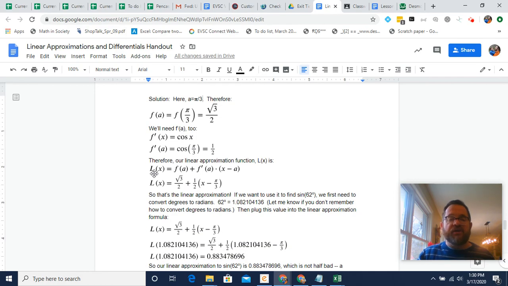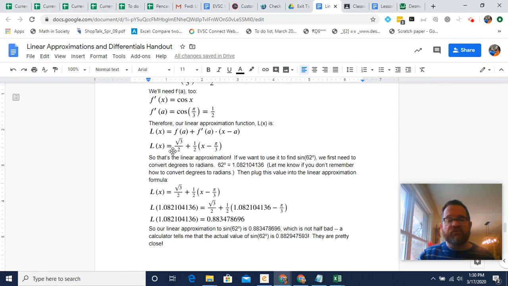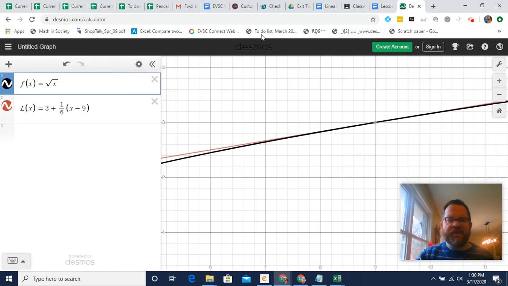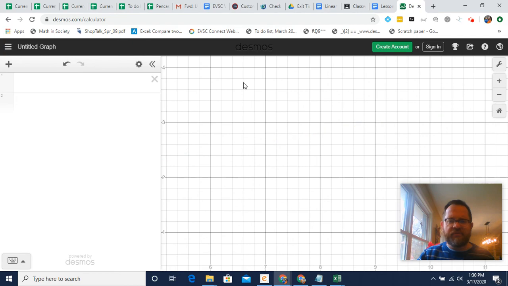Okay, so then our linear approximation, big L of x, is just f of a plus f prime of a times the quantity x minus a. Well, f of a was square root of 3 over 2. f prime of a was 1/2. x minus a is x minus pi over 3. And that makes a lovely graph. Heavens, what am I doing? We have graphs right here.